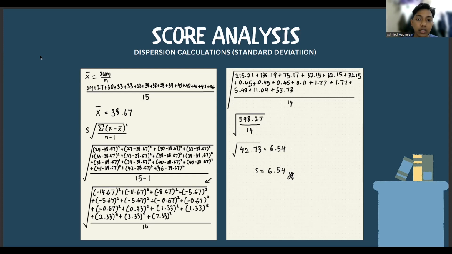And we're moving on to the standard deviation, and this is the formula of standard deviation. So all of the numbers will be minus the mean, and also squared by 2, and they will be divided by the number of the scores, minus 1.